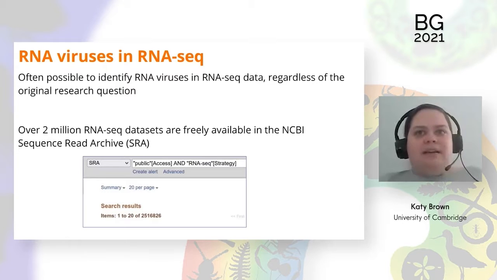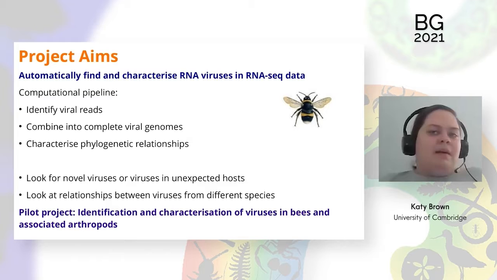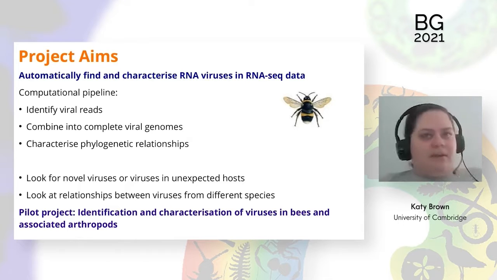Now, there's over 2 million RNA-seq datasets now available for free publicly on the NCBI Sequence Read Archive, which is the database where all newly generated next-generation sequencing datasets should be deposited. So the aim of my project is essentially to develop a pipeline to screen these datasets, find material derived from RNA viruses, and then find out as much as I can about those viruses in that particular species. It's a fully computational pipeline, which has several steps.